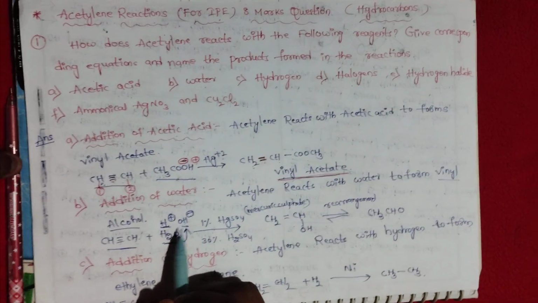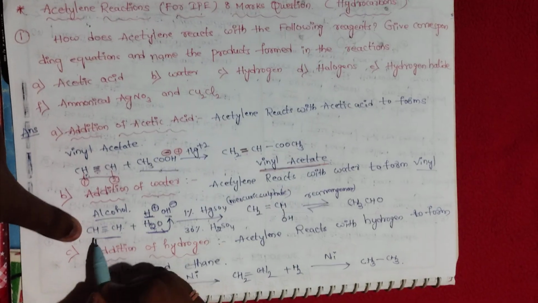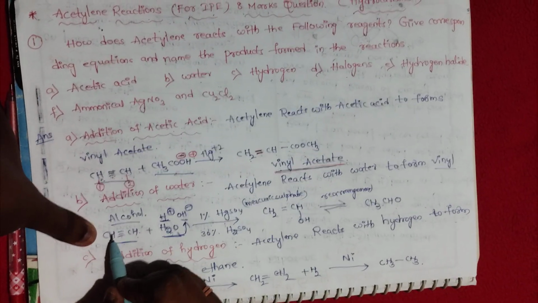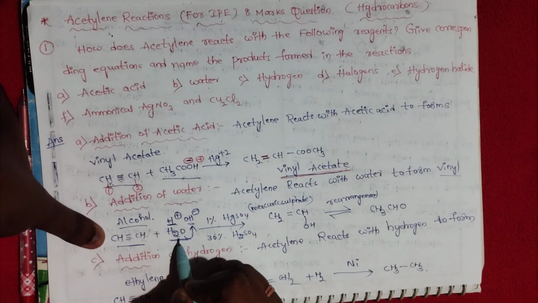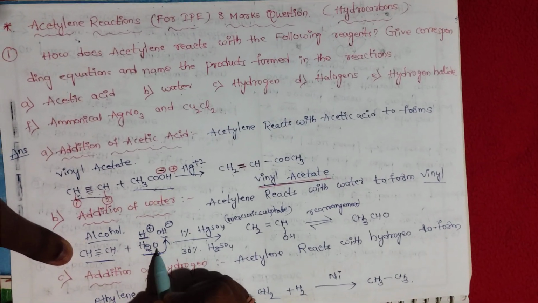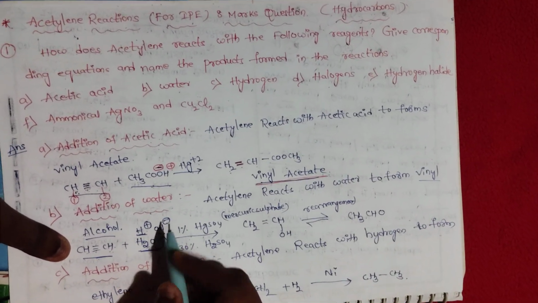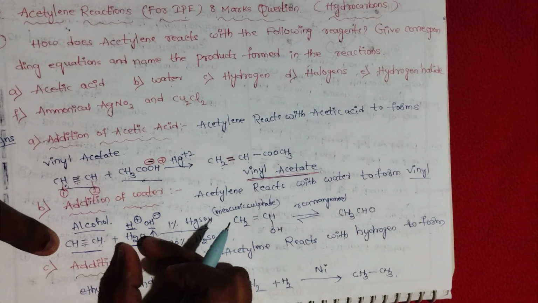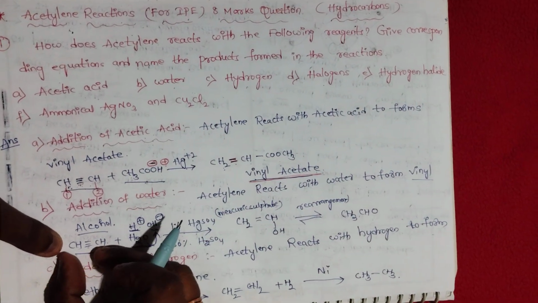How to add water molecule, we see that in the reaction. So what is the formula of acetylene? CH triple bond CH. The water molecule is divided into two types of ions. The first one is H plus, the second one is OH minus. So how does the addition happen? Addition means two groups are added to the acetylene.